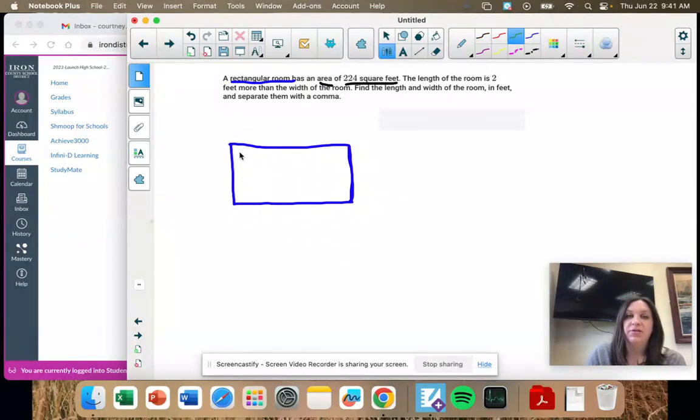So area of a rectangle is length times width. So the length is the longer side, the width is the shorter side, and so we know the area is 224 square feet.